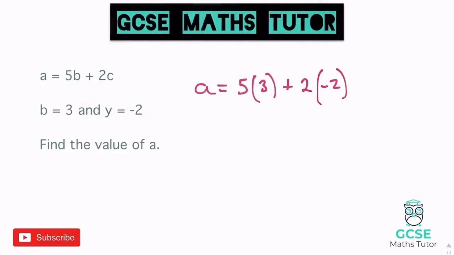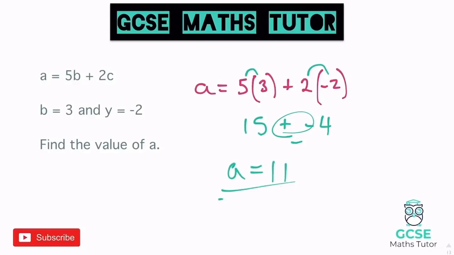All we have to do is now multiply these. So 5 times 3 is 15. 2 lots of negative 2 is negative 4, and we're adding these together. So 15 add negative 4 is 11, remembering that these just become a takeaway, so it's 15 take away 4. So a would equal 11. There you go. Just something to remember there. Whenever you're subbing numbers in, always put them into a bracket there, just so that you can sub them in and then deal with the calculations later.